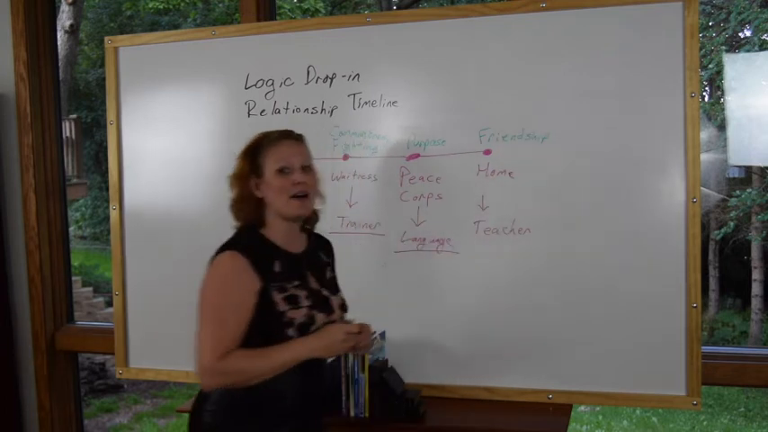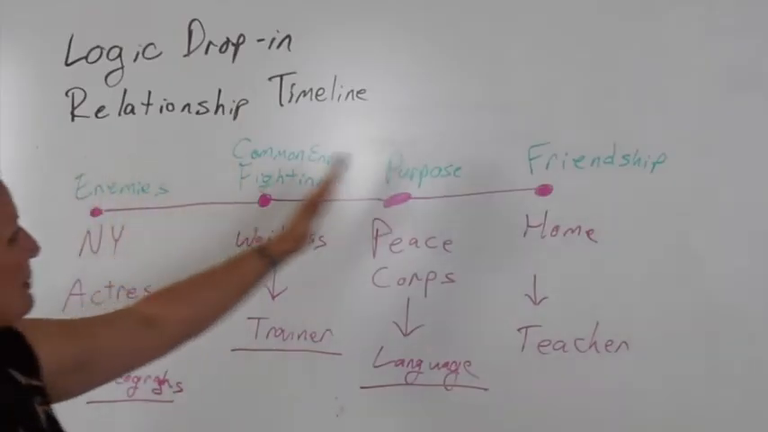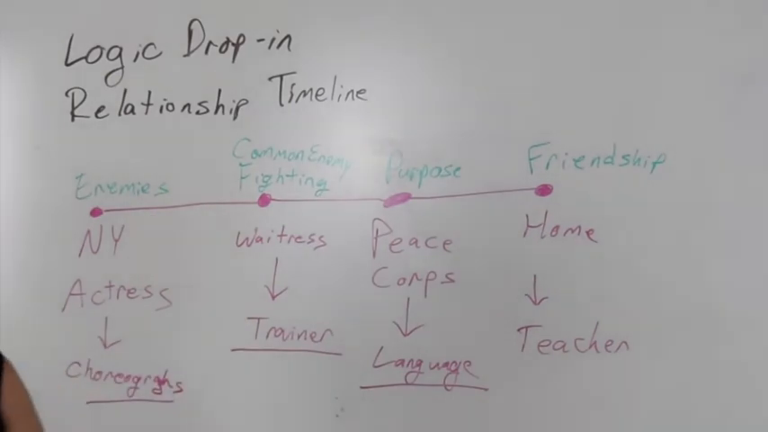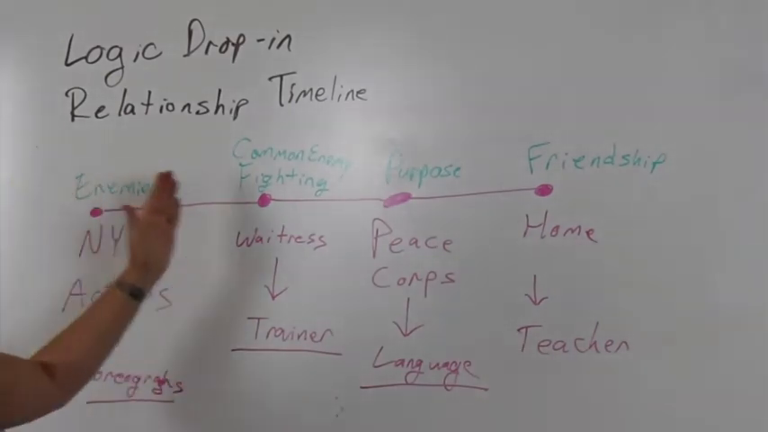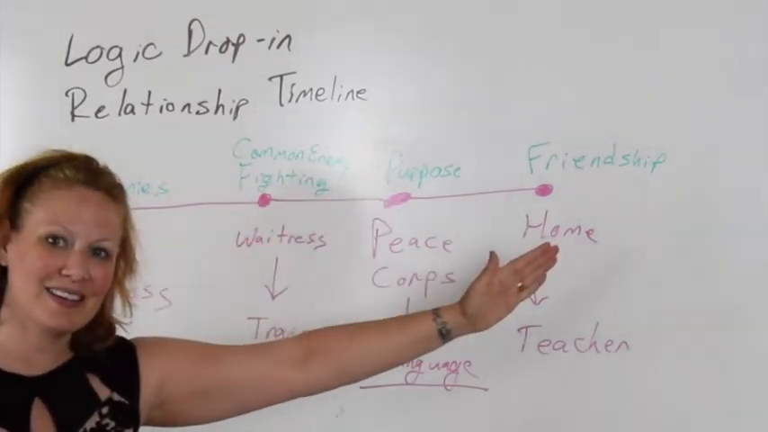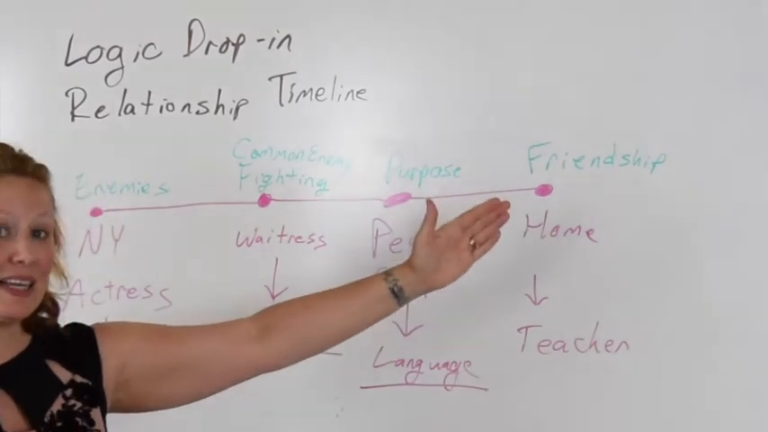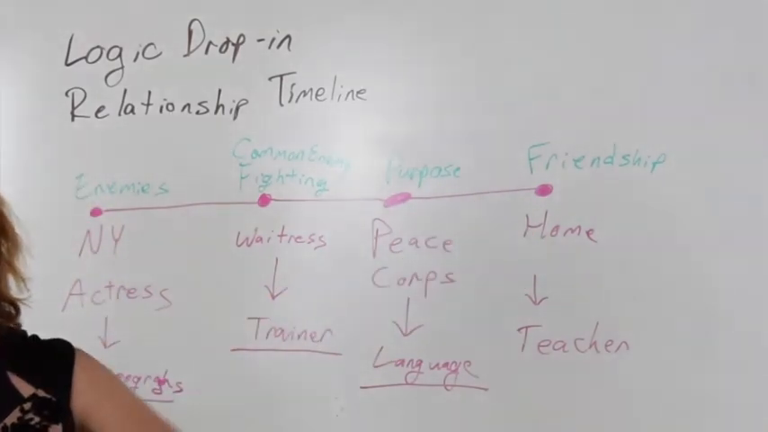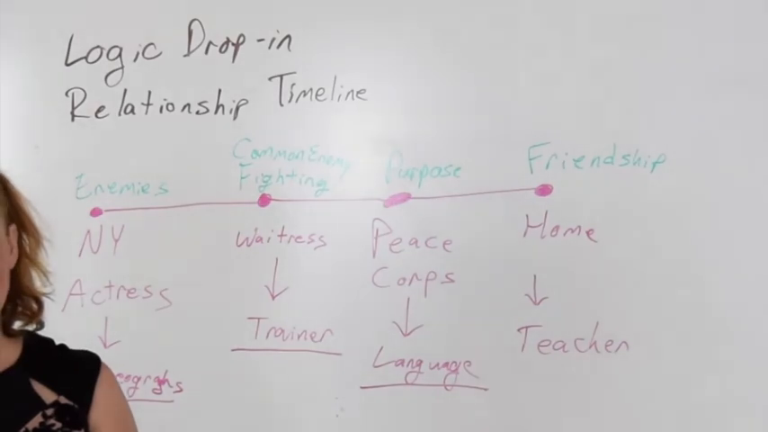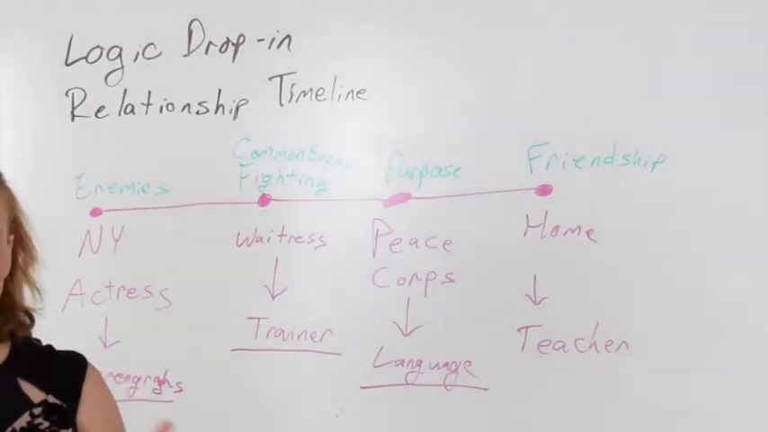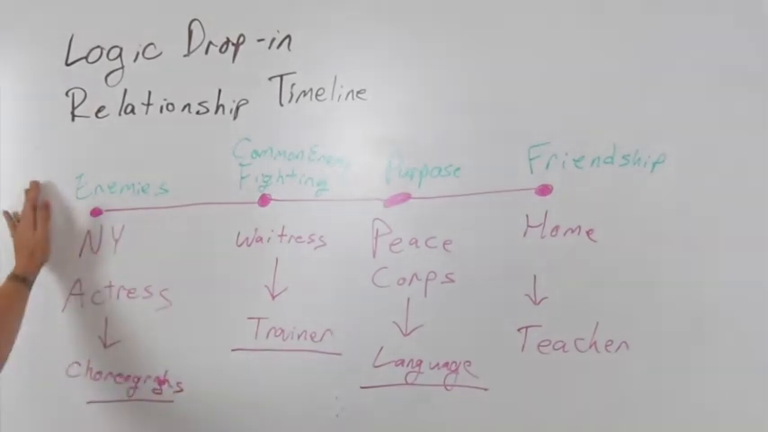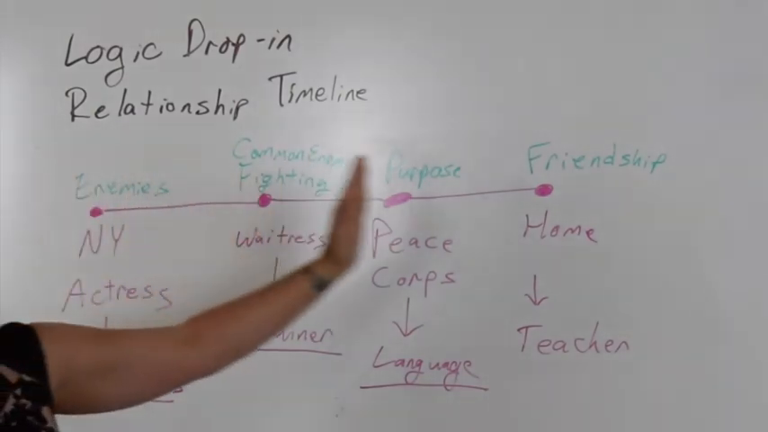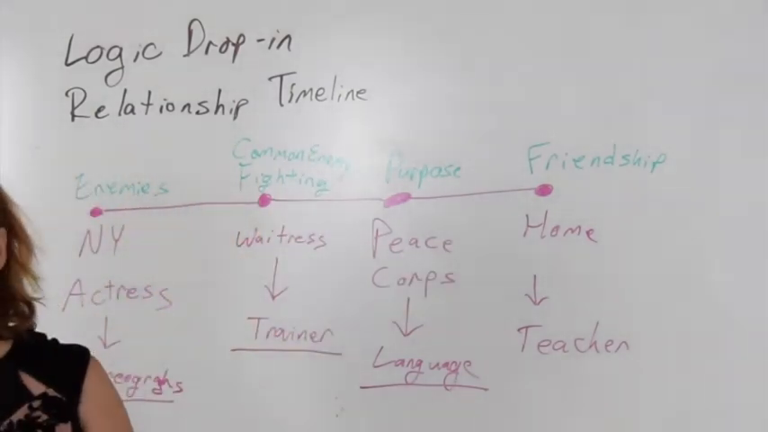You can also have this relationship timeline between a parent and child. And as that child grows up and eventually becomes a parent, they gain this understanding of their own parent. And so a peace is made to be had, or a contentment between parent and child that didn't exist in the beginning. Those relationship timelines, it's the same as your logic drop-in.